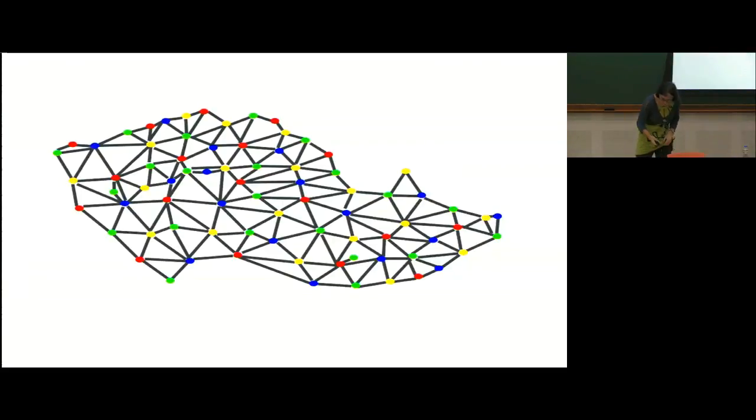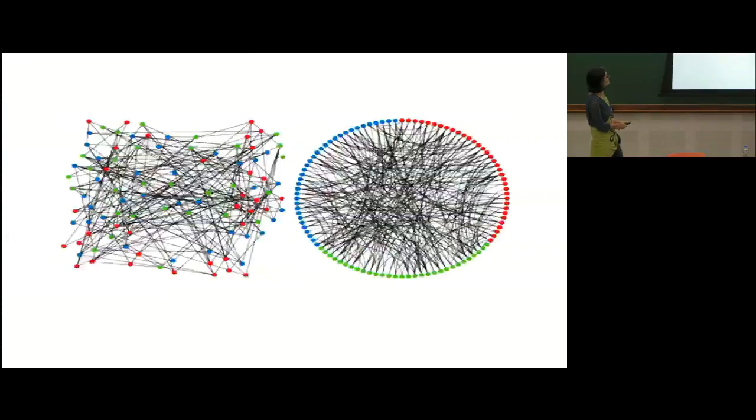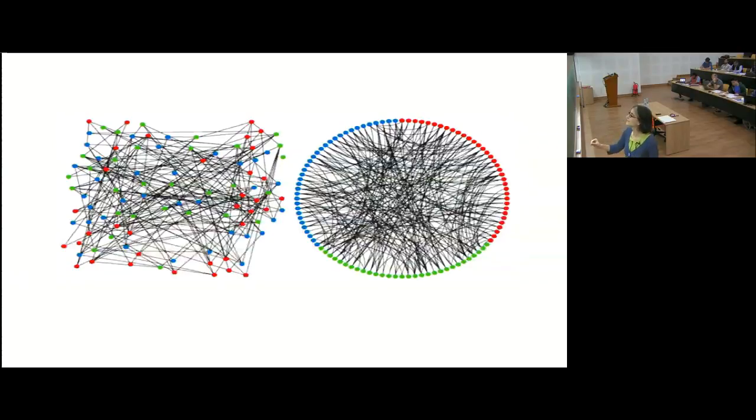But in this lecture, we will not be so much concerned about planar graphs and about maps. The kind of graphs that we will be looking at look more like this. And that's actually random graphs. So we will be concerned with coloring random graphs. So what's a random graph?